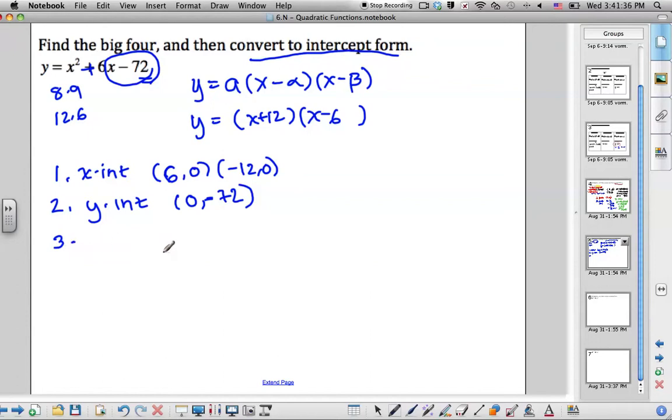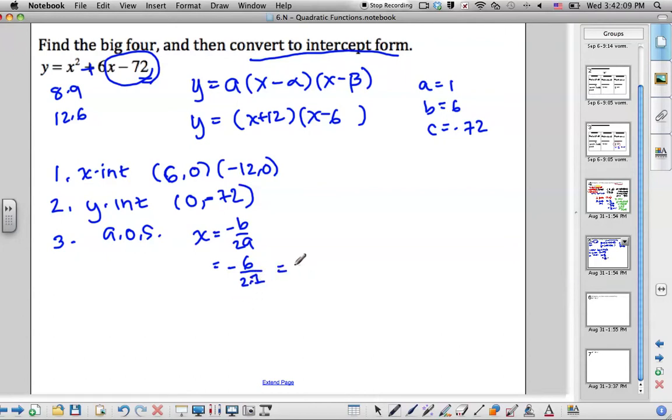Right. So let's talk about, next is axis of symmetry. And where do we find the axis of symmetry? Well, we could do our equation. X equals minus b over 2a. Fill it in. So negative b, let's see, we'll go over here and write a equals 1, b equals 6, and c equals negative 72. Okay, filling it in. Minus b is minus 6 over 2 times 1. Giving us a minus 3.